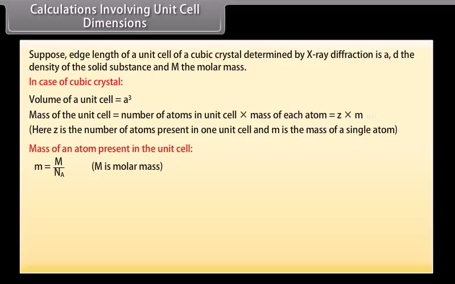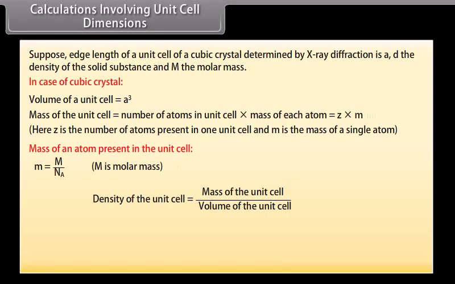M is molar mass. Density of the unit cell is equal to the mass of the unit cell upon the volume of the unit cell. Therefore, it is equal to Z times M upon a cubed Nₐ, or d is equal to Z M upon a cubed Nₐ.